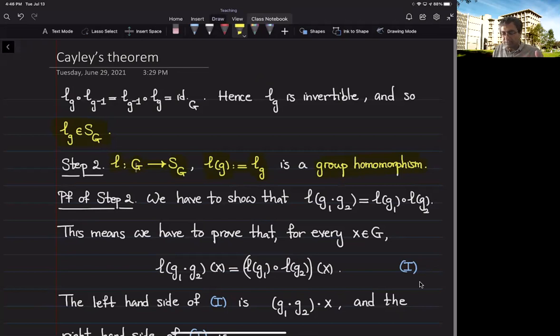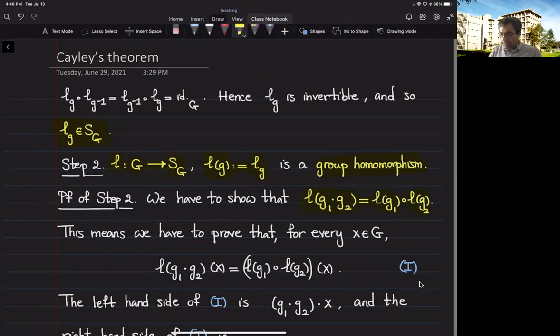It means when I give it a pair of elements of the domain, then L of G1 dot G2 is supposed to be the product of L's. So I need to apply L to the first one and L to the second one. But the product is supposed to be the operation of the codomain. And the operation of the codomain is the composite. So I need to look at the composite of this and that. This is the equation that I'm looking for.